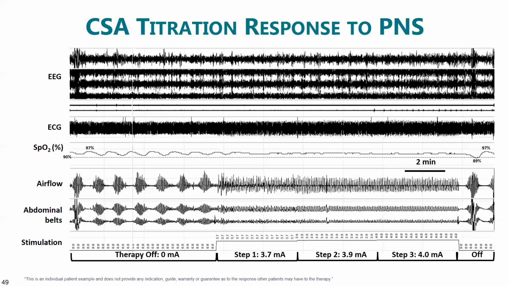And as it does, it senses that it's captured ventilation, and you see that here with an overall stabilization of airflow and belt patterns here. The respiratory patterns stabilize. But it goes one step further. It actually increases automatically the intensity of stimulation to further capture in a reproducible and predictable fashion the ventilatory patterns and stabilize the breathing patterns.